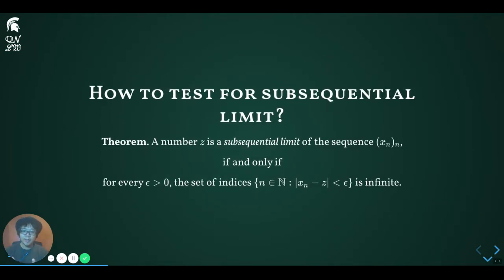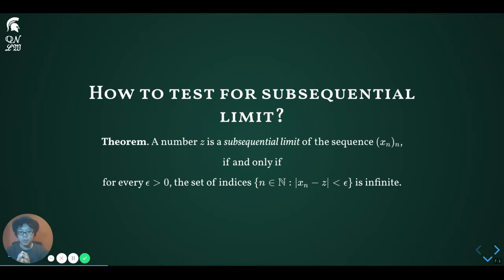We can codify the method from the previous slide for the detection of subsequential limits into a theorem. A number z is a subsequential limit of a sequence x sub n if and only if, for every epsilon positive, the set of indices n for which x sub n enters within epsilon of z is an infinite set.